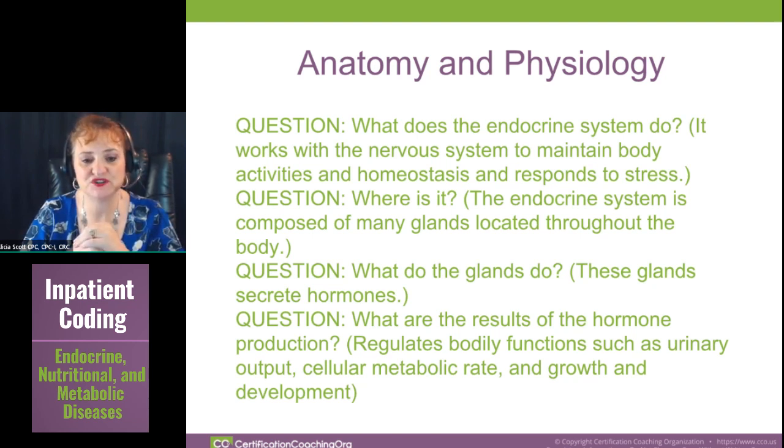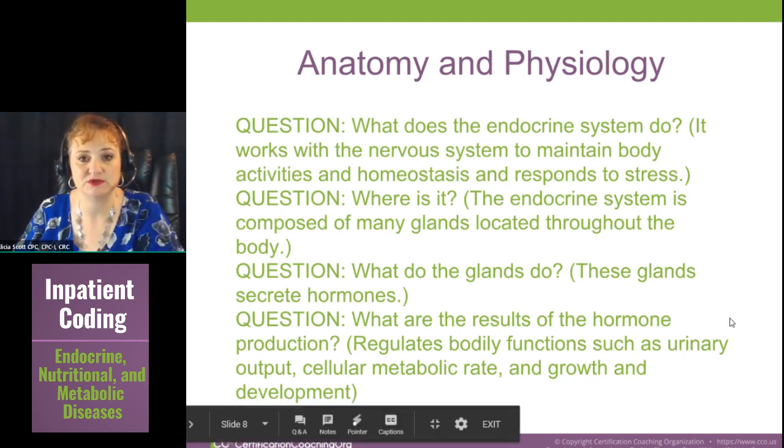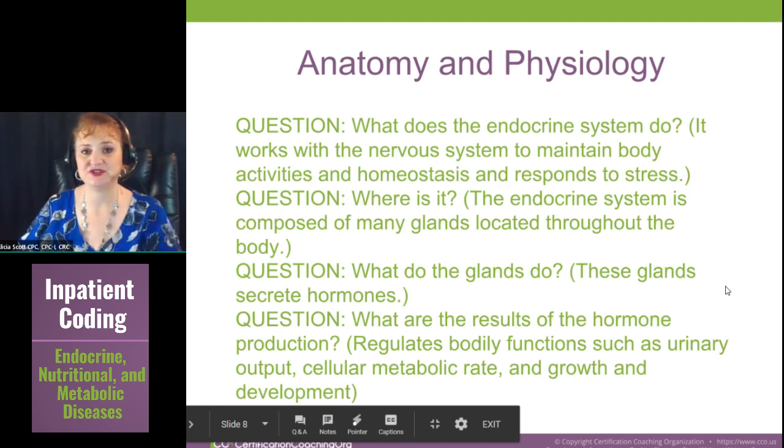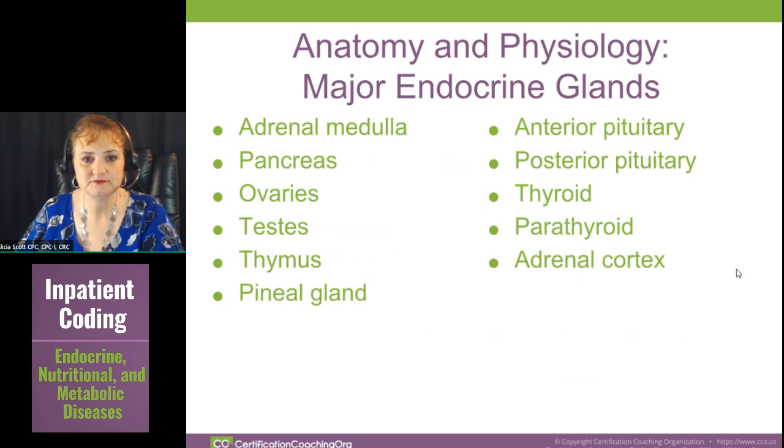So what's the result of the hormone production? Urinary output, cellular metabolic rate, growth and development. Those are the major ones, and you need to be familiar with that. And again, go out and study what the hormones do. We always think of estrogen and testosterone as what the hormones are doing for the body, but there are other hormones that affect the body.